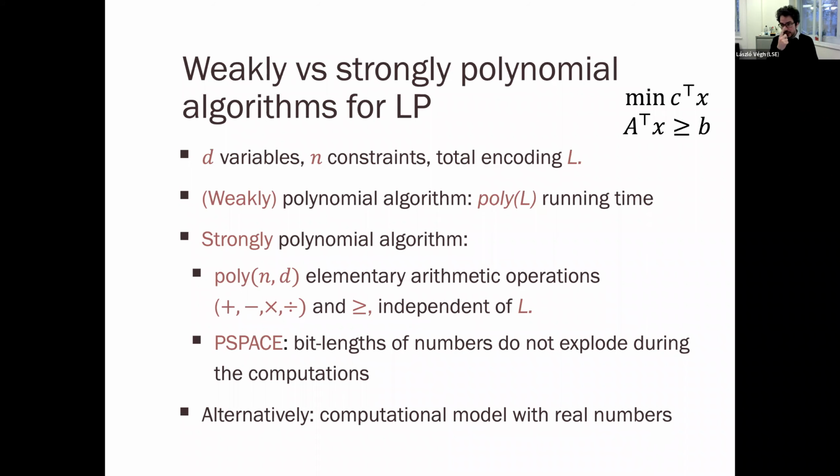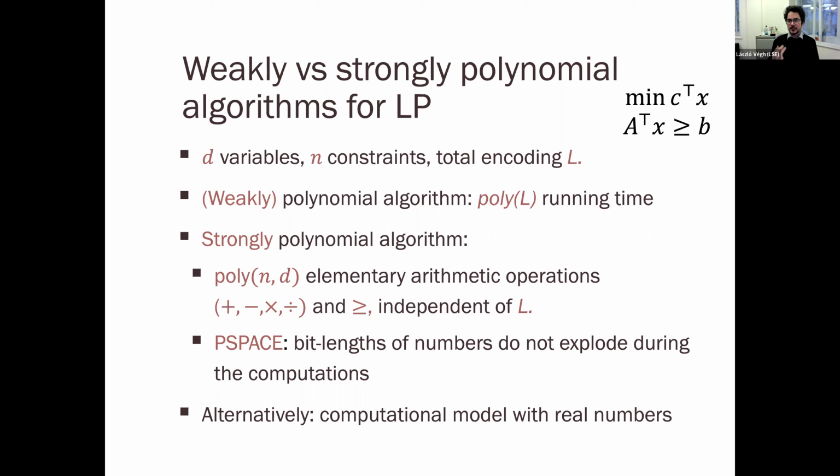The way it can be formalized, first of all, is a purist computational model, which just allows elementary arithmetic operations and comparisons. And we want the number of all such operations to be independent of the encoding length. Now, of course, if you have two really big numbers, you need to add them up, that takes a long time. But that happens inside; every addition or subtraction takes unit time. To make sure we cannot cheat this way, we also require that the algorithm is in PSPACE, which just means that the bit complexity doesn't do anything nasty, it doesn't explode during the computation.